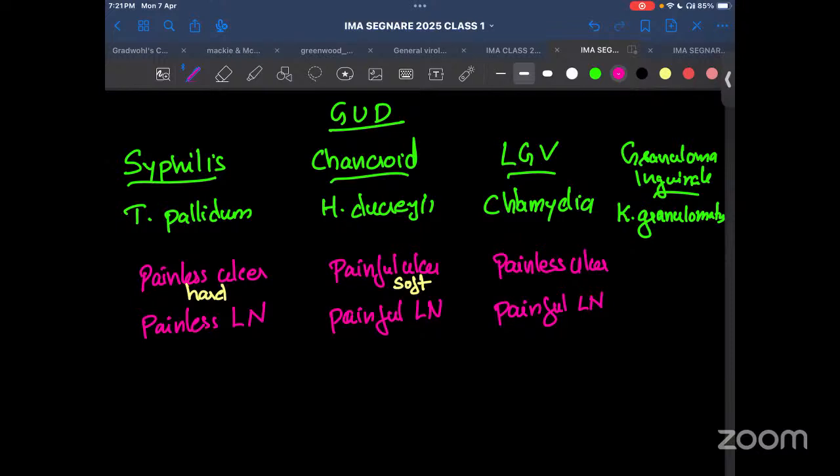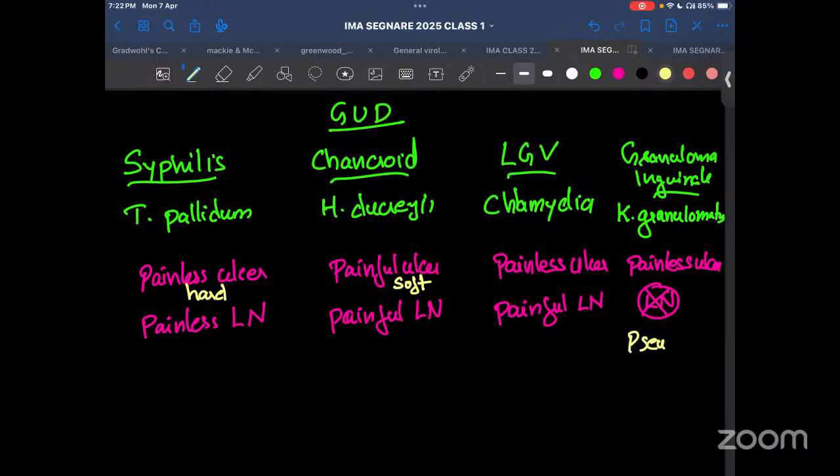Now coming to granuloma inguinale, also known as donovanosis. Donovanosis is caused by Klebsiella granulomatis, and we have a painless ulcer. Lymph nodes are not present in granuloma inguinale. Lymphadenopathy is not there. Instead, there is pseudobubo.